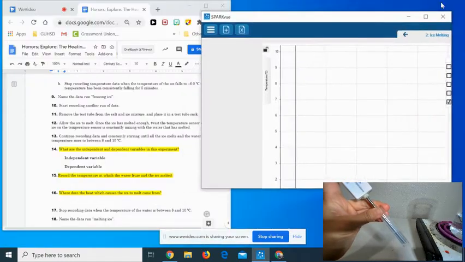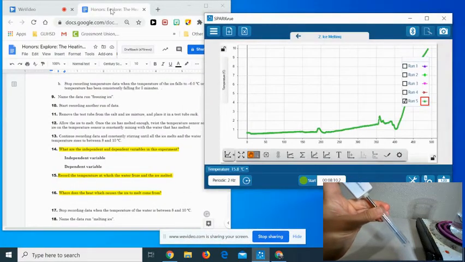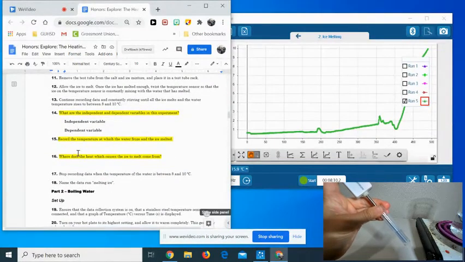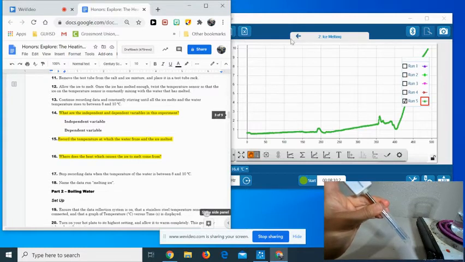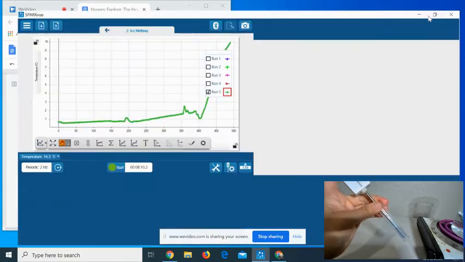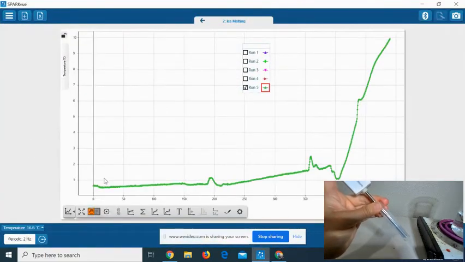So when we look at what we're supposed to do in the lab, it says you're going to answer these questions first. Where does the heat come from, which causes the ice to melt? So where did that heat come from, okay? What caused the ice to melt? And then after we've stopped recording the data, we're going to have to take a screenshot of this and embed it in the slides below. So that's actually what I'm going to do. I'm going to take a screenshot of my data and then put it into your data table for you.